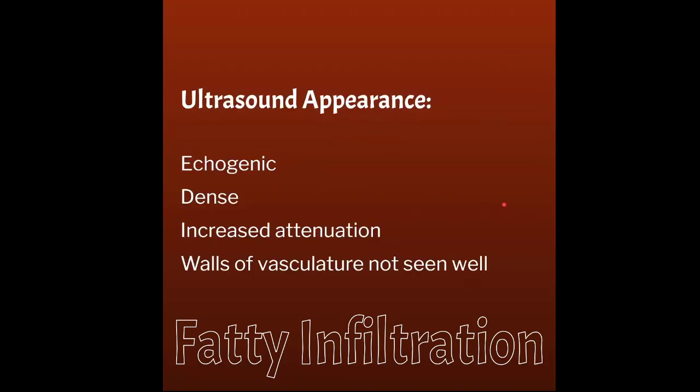So what does fatty infiltration look like on ultrasound? First and foremost, the liver is going to be very echogenic. The liver is also going to appear what we say dense. It's going to have increased attenuation, and then we'll see that we don't see the walls of the vasculature very well. So let's take a look at what some of these look like on ultrasound then.